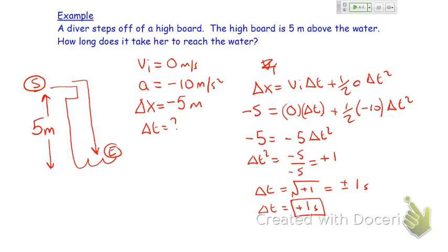Can you see how I went from a quadratic form to a very simple find the square root form because that VI equals 0? If she jumped up off the board, that would have been a positive VI, and I'd have been solving a quadratic equation. So sometimes simple equation, sometimes simple math, sometimes a little bit more complicated math.